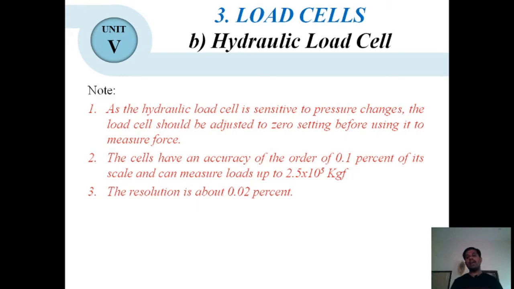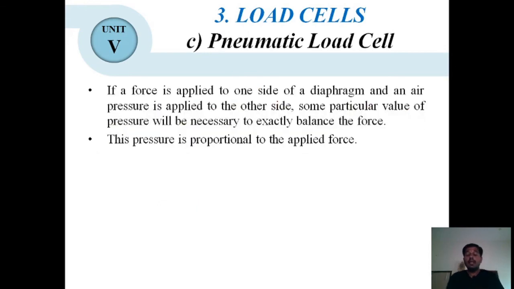The load cells have an accuracy of the order of 0.1% of the scale, and can measure loads up to 2.5 × 10^5 kg forces. So it has the ability to measure loads up to 2.5 × 10^5 kg forces, and the resolution is about 0.02%. And here we are going to discuss the pneumatic load cell.